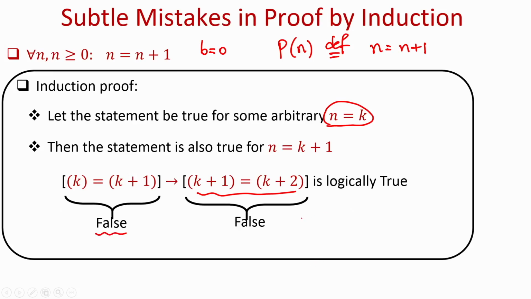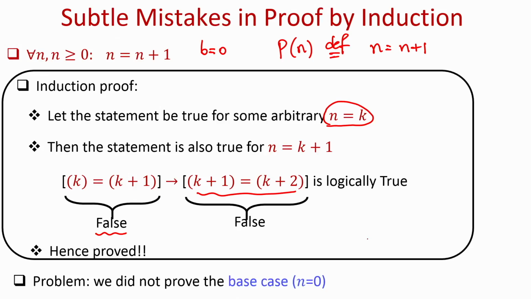That means, assuming the statement is true for n equal to k, I am able to show that the statement is true for n equal to k plus 1 as well. And now, since we have proved the inductive step, you might be wondering whether we have proved that the statement is true for all values of n. Well, the mistake in this proof is that you have not proved the statement for the base case, you have just proved the inductive step here.